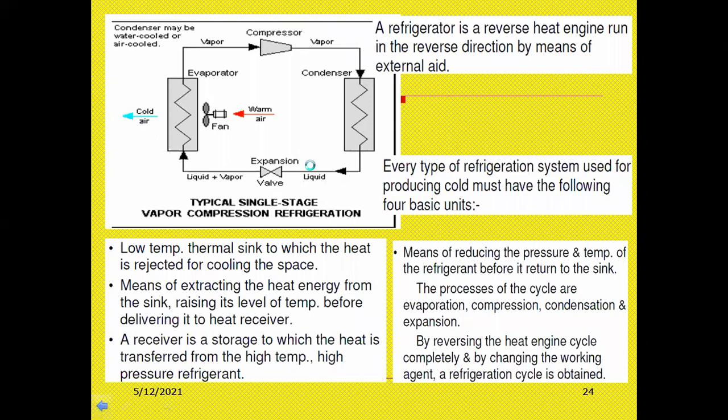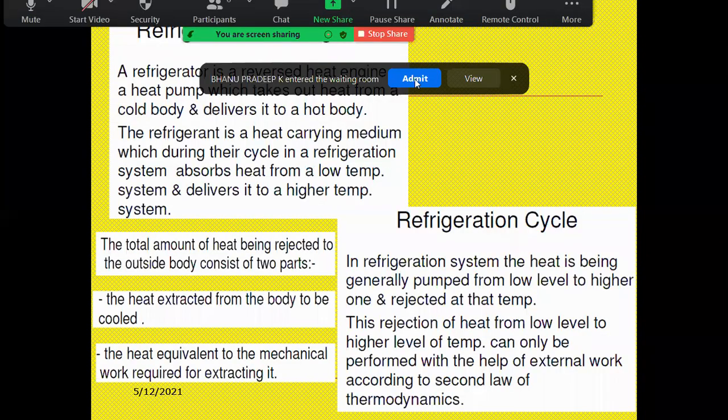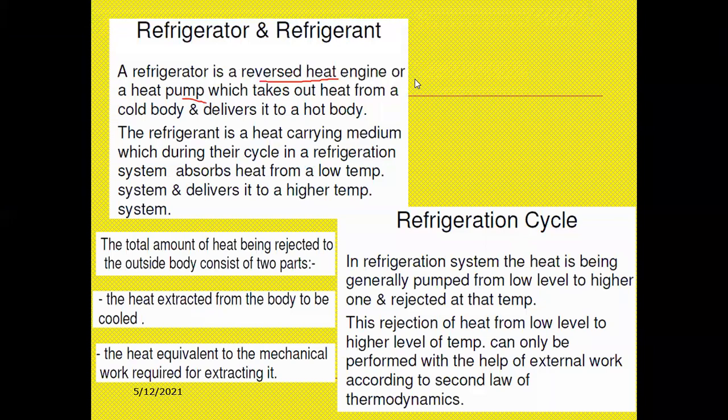Okay. So a refrigerator device or heat pump takes out the heat from the cold body and delivers it to the hot body. So the refrigerant is a heat carrying medium used in a refrigeration cycle, which absorbs the heat from the lower temperature and delivers it to the higher temperature. A simple example is your fridge. Outside in your shops you have a cool drinks fridge, or your ice cream vendor, that quality ice cream Uncle John, who has a mobile transportation vehicle.